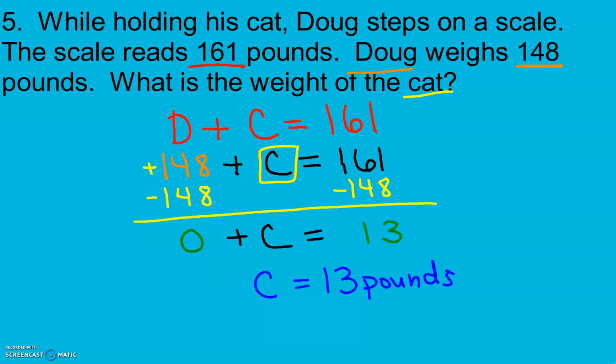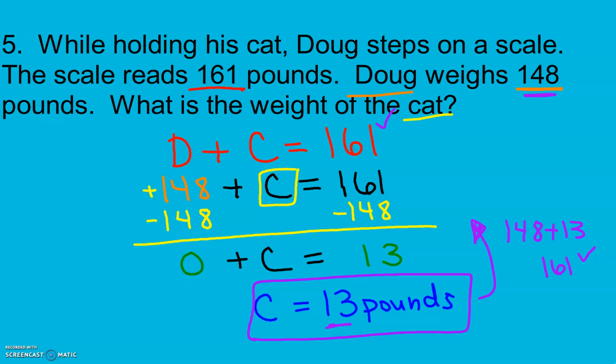If we check it, and I say Doug is 148 plus the cat, which is 13, I get 161, which matches what I should get. So we are correct. And that's everything for section 2.5.